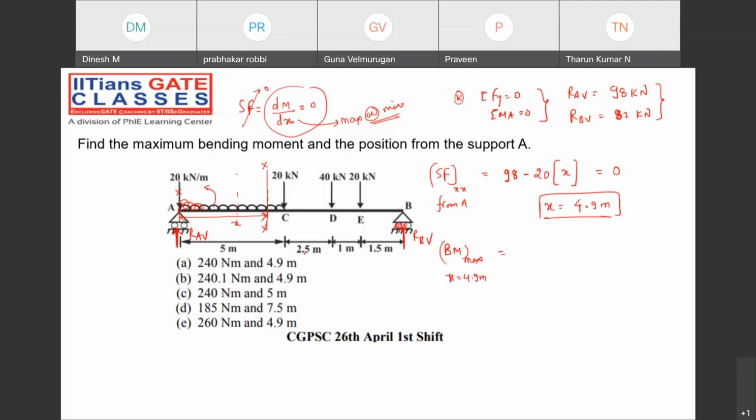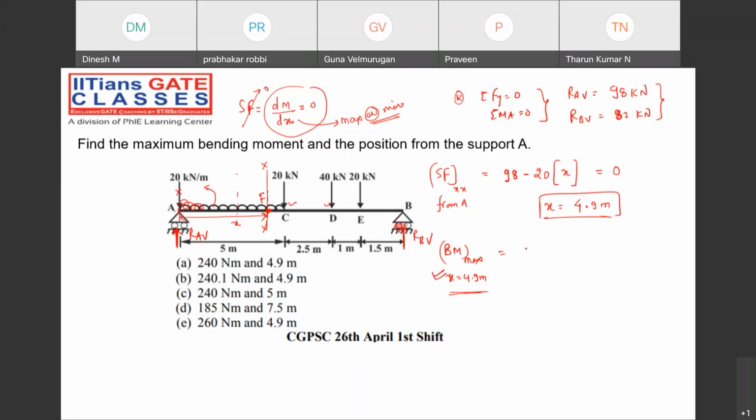You can take it as a homework. After calculating the maximum bending moment, you can just calculate at A point, at C point, at D point, at E point, at B point. Of course, point A is 0, point B is 0. You can verify where you are getting the maximum bending moment at point C, D, E, and one more point, point F. Check all the 4 points. Answer will be coming maximum at 4.9 meter distance only.